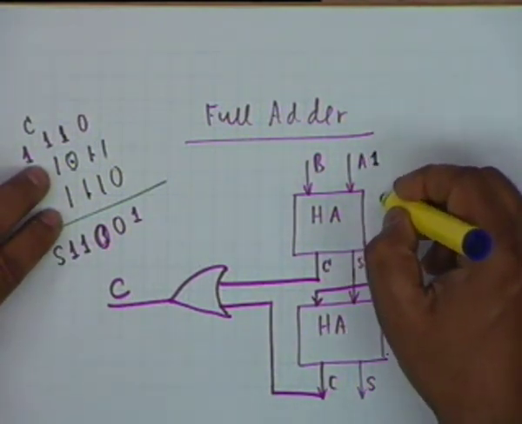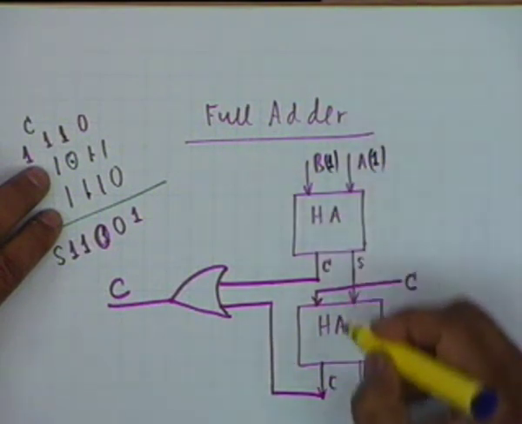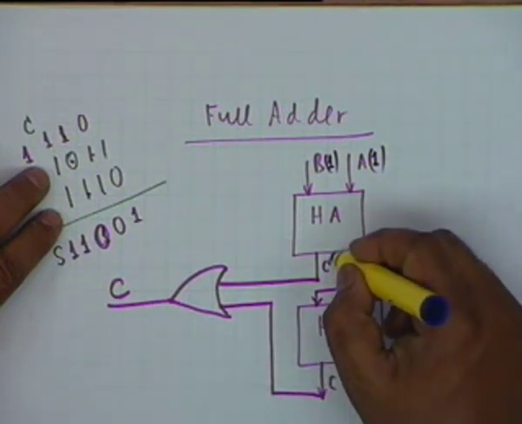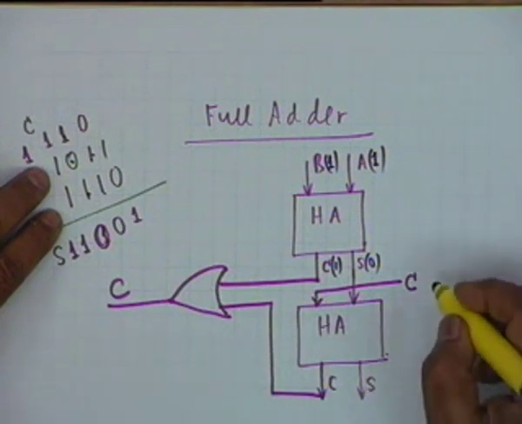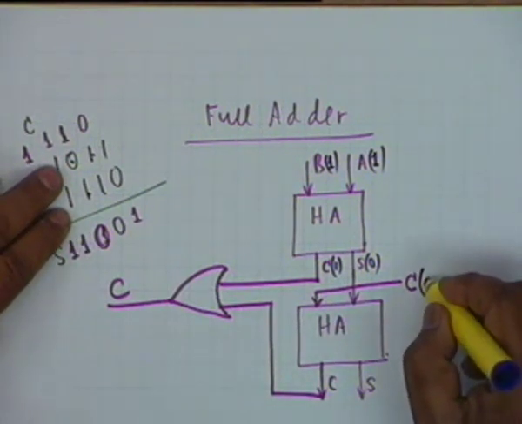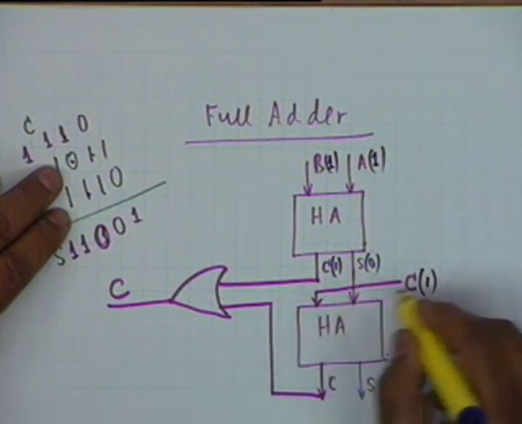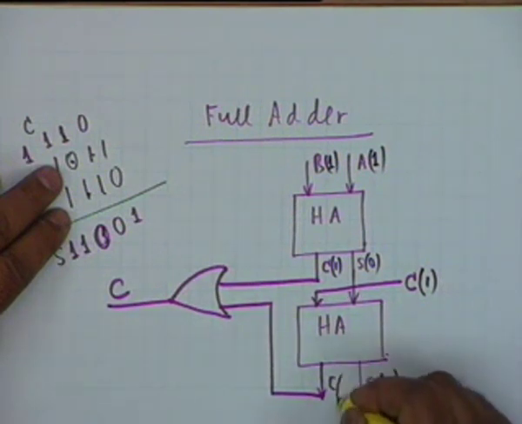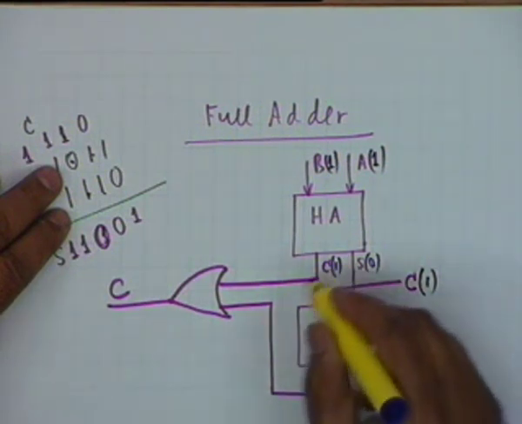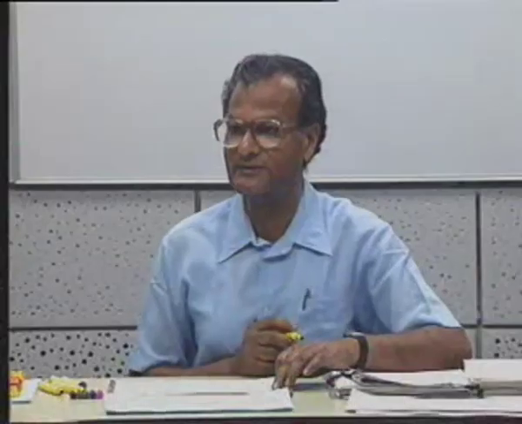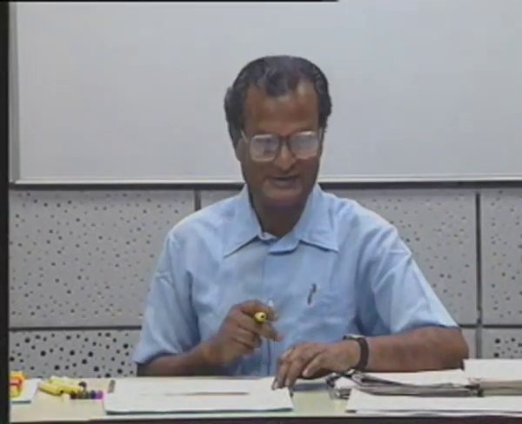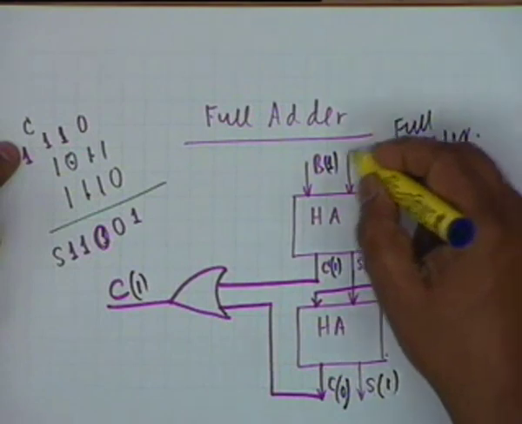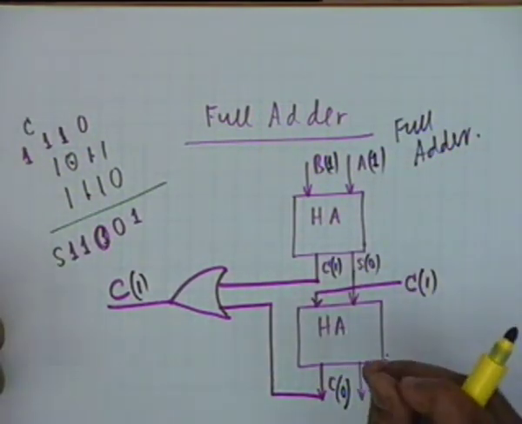A is 1, B is 1. So the sum is 0 and the carry is 1. The previous carry was 1. So the sum and carry: S is now 1 and C is now 0. So 0 or 1 is 1, and 1 comes in. You can show that this is a full adder circuit for any situation. And this is the most general situation where all the three are 1.